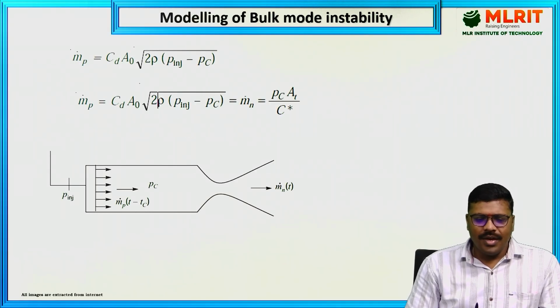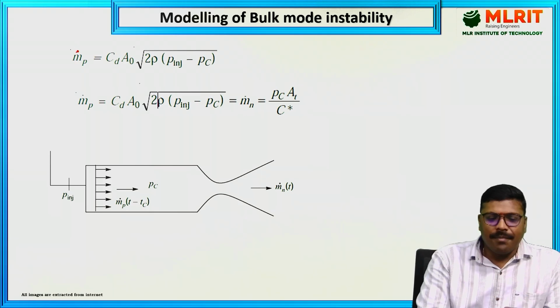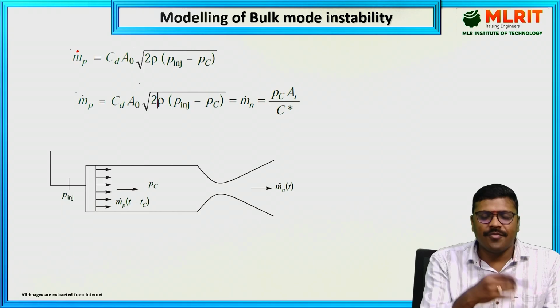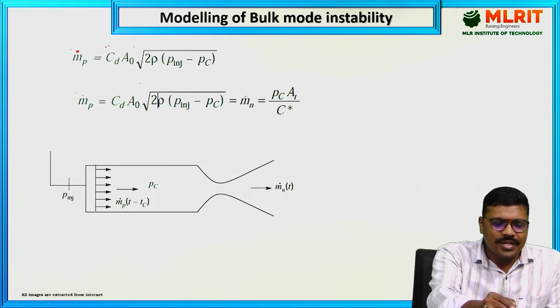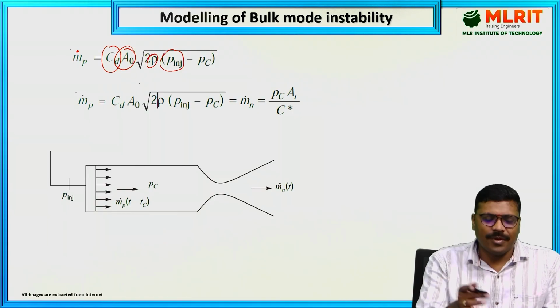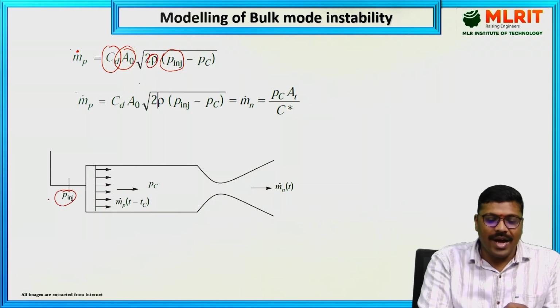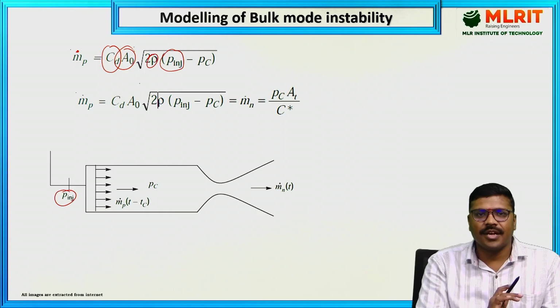Okay, here you can see different types of instability, like bulk mode of instabilities. Here the mass flow rate m dot p is the mass flow rate of the propellant which we are supplying through the injectors. CD is the coefficient of discharge of the injector, A naught is the area of cross section, rho is the density of the propellant, and P INJ is the injector pressure, the pressure at which the propellants are injected into the combustion chamber.